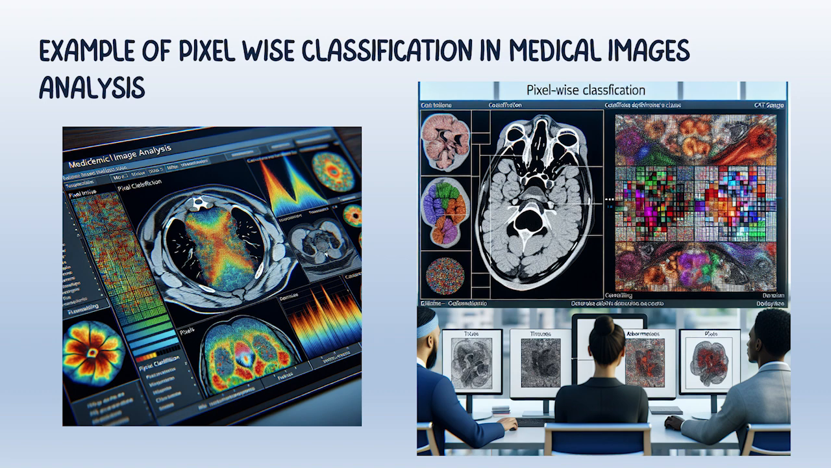The process begins with the acquisition of the medical image, which is then pre-processed to enhance its features and remove noise. The pre-processed image is then segmented into different regions, each representing a different tissue type or anatomical structure. Each pixel in the segmented image is then classified based on its intensity value and the values of its neighboring pixels. This classification can be done using various machine learning algorithms, such as decision trees, support vector machines, or deep learning models. The result is a classified image where each pixel is assigned to a specific class, such as tumor, healthy tissue, or blood vessel.